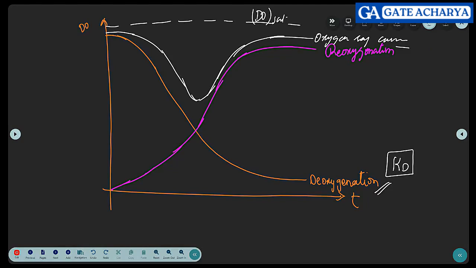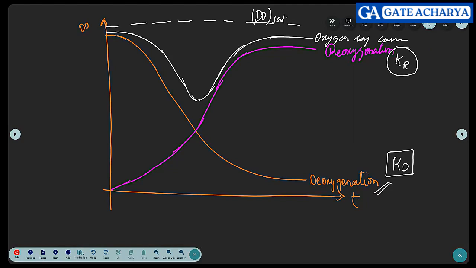Similarly, because of turbulence in the river, what is happening? The river water is acquiring oxygen from the atmosphere, which is called reoxygenation, and the rate of reoxygenation is Kr. Kd is the rate of deoxygenation, at what rate the water is losing its dissolved oxygen. And this is at what rate the water is gaining oxygen from the atmosphere. The difference between these two is the oxygen sag curve. Okay, so within this the 1, 2, 3, 4 zones apply.